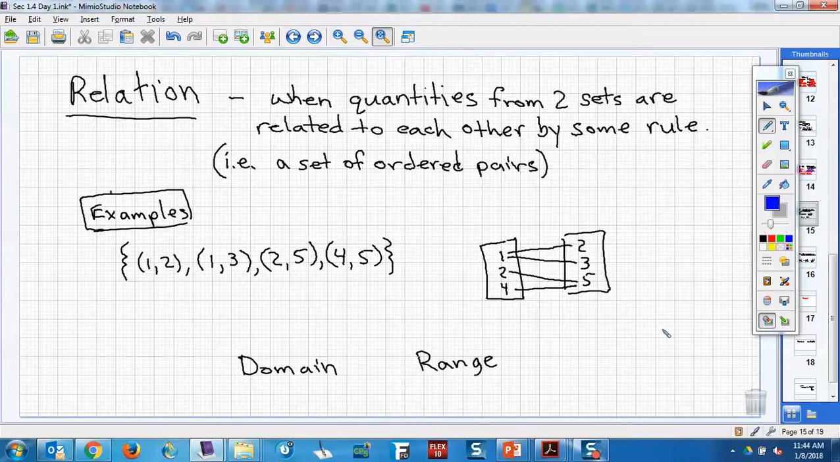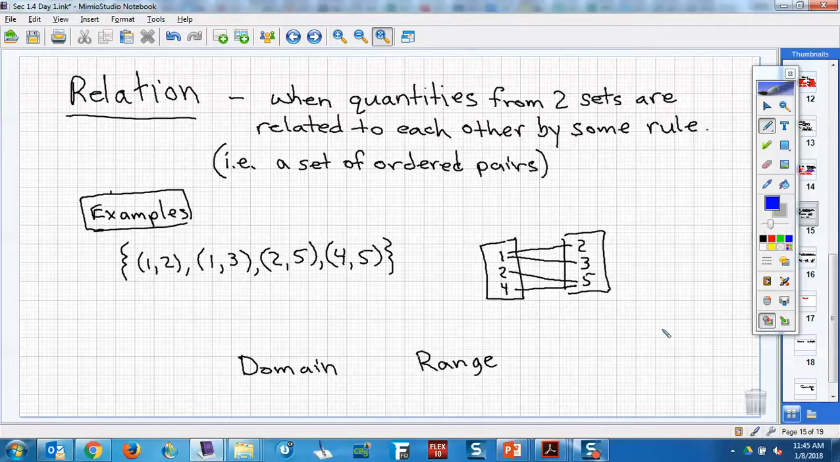Function for sure, okay, but first we want to define relation. A relation is when quantities from two sets are related to each other by some rule, i.e. it's a set of ordered pairs, okay? A set of ordered pairs, two quantities, usually we use x and y, okay? But it doesn't have to be x and y. We can use other letters, but typically the more common one is x and y. And they're related to each other somehow, and so therefore the name relation.